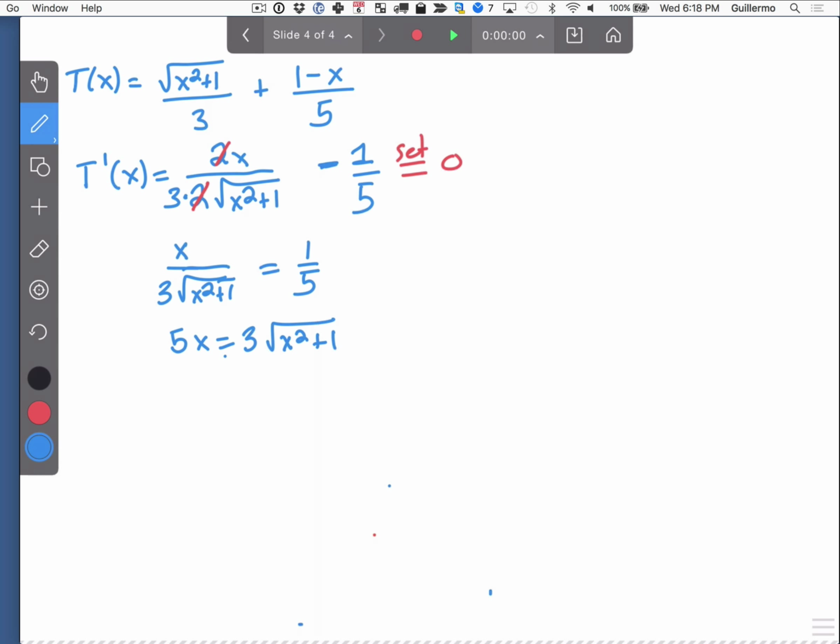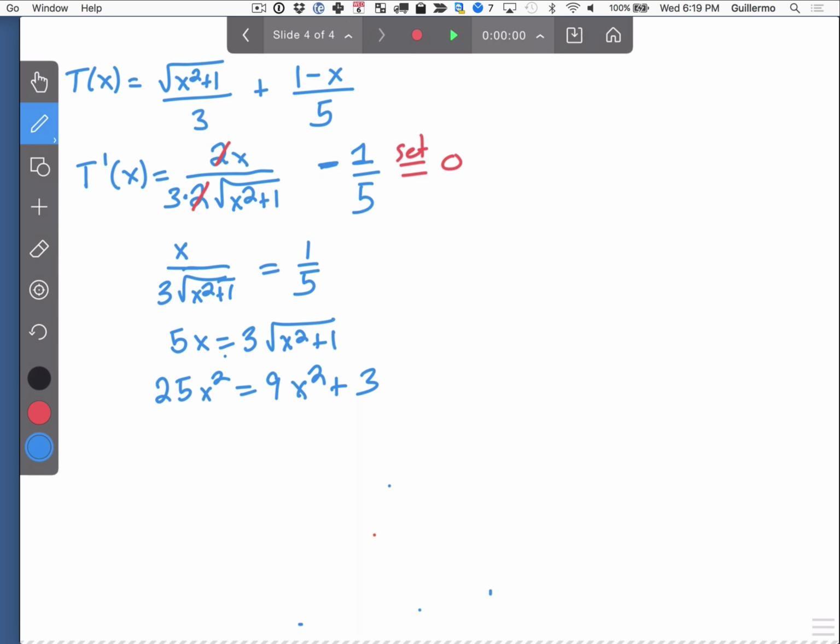Just for fun. Okay, and then what do I do? Well, no point turning it back into fractions again. What about squaring both sides? Okay, so if I square both sides, I would get 25x squared is 9x squared plus what? Well, it depends. Let's say we're going to get rid of the parentheses. 9x squared plus 3, right?